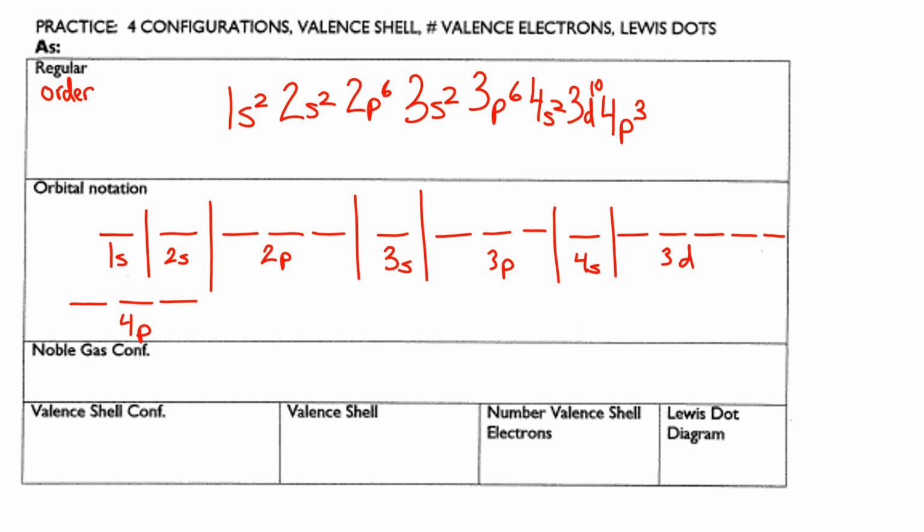All right, so now notice that everything up to 4p is completely full. So that means each one of my blanks is going to have an up-down arrow.